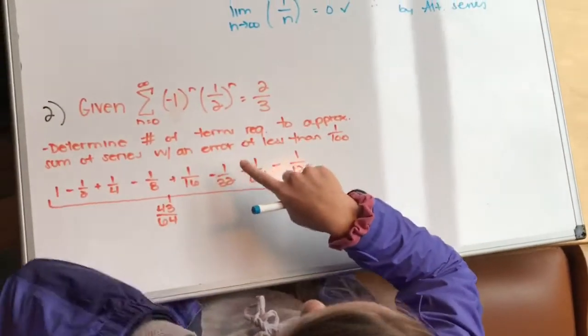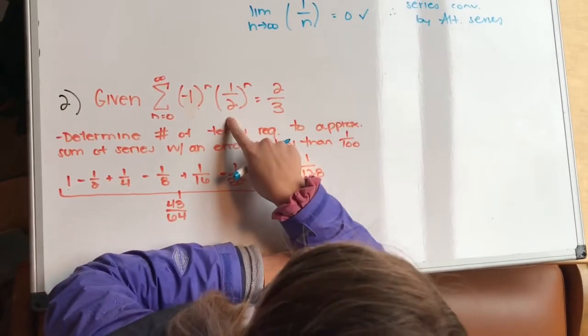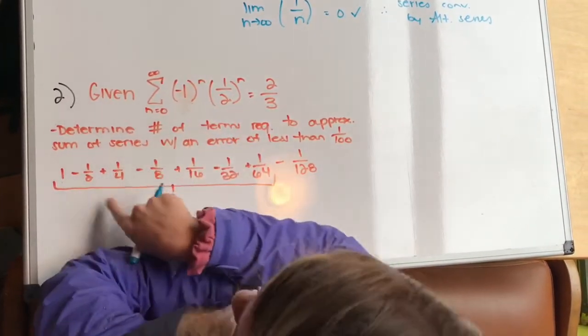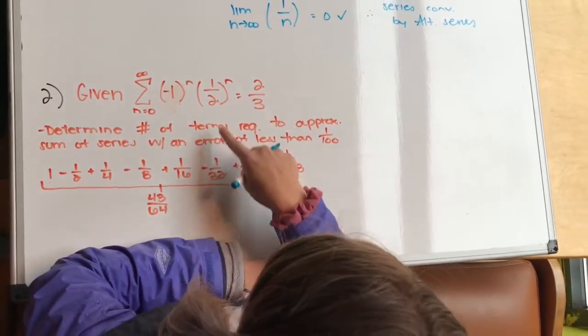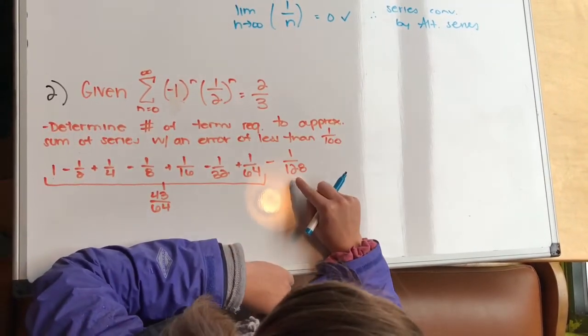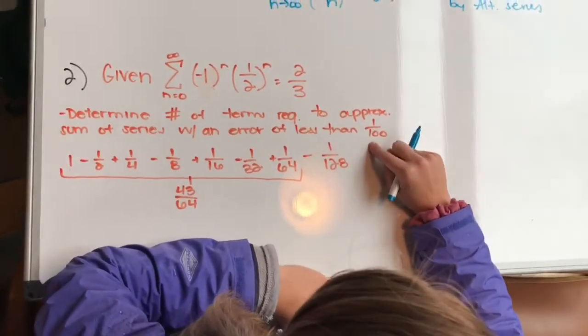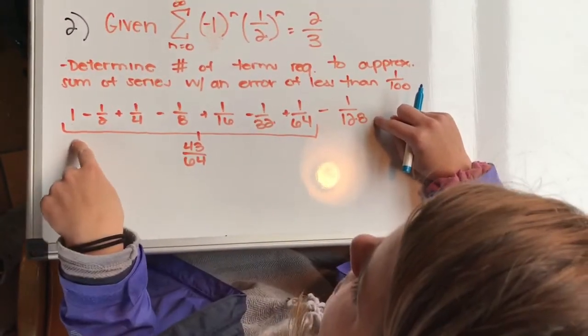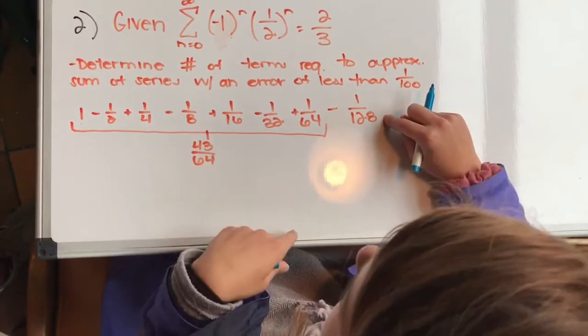And the second part is the remainder error example. So I'm given this problem, and I know that the sum of this series is 2/3. So using that, I went ahead and wrote out a couple of the terms of the sequence. It tells me that I have to have an error less than 1 over 100. So I wrote out the terms until I got to a fraction that was less than 1 over 100, which was 1 over 128. And I added the terms before this number up, and I got 43 over 64.